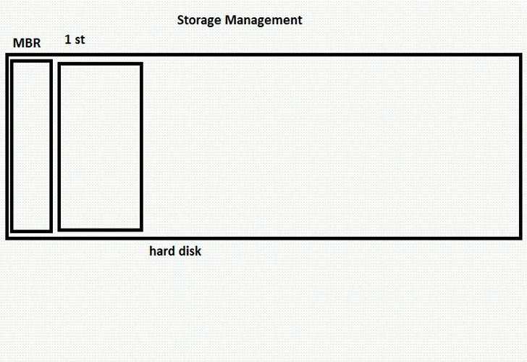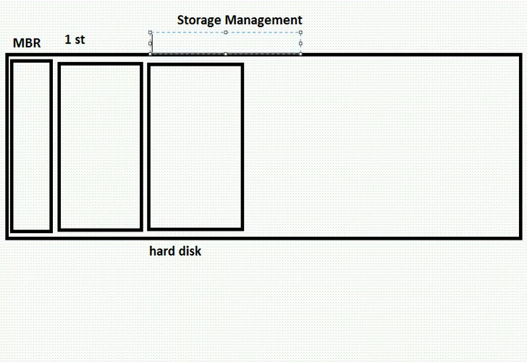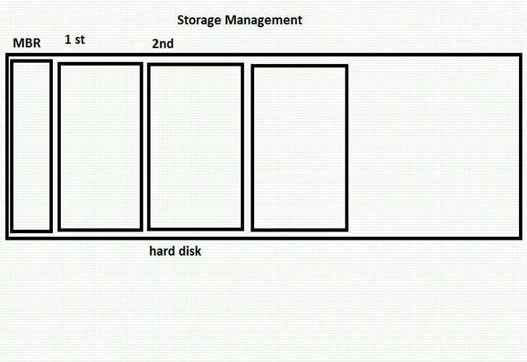Then I'm going to draw another square which represents the second partition of my hard disk. These are the primary partitions. There can be only four primary partitions on your hard disk, and when you create those four primary partitions, then you cannot create any additional partitions even if you have remaining disk space, and that creates a problem for us.